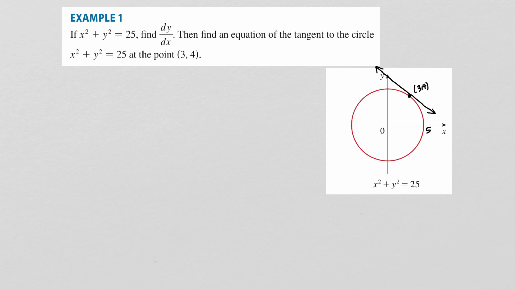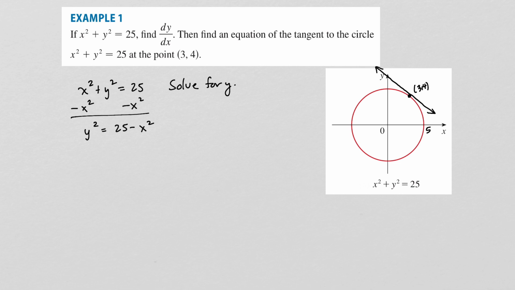Now, one way we can do this is we can take the equation x squared plus y squared equals 25, and we can solve for y. To solve for y, we would subtract x squared from both sides, and this would give us y squared equals 25 minus x squared. And then we can take the square root of both sides, and this is going to give us y equals plus or minus the square root of 25 minus x squared.